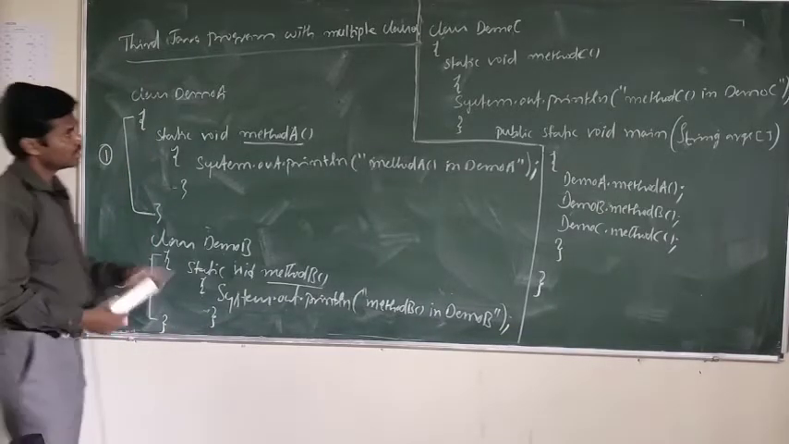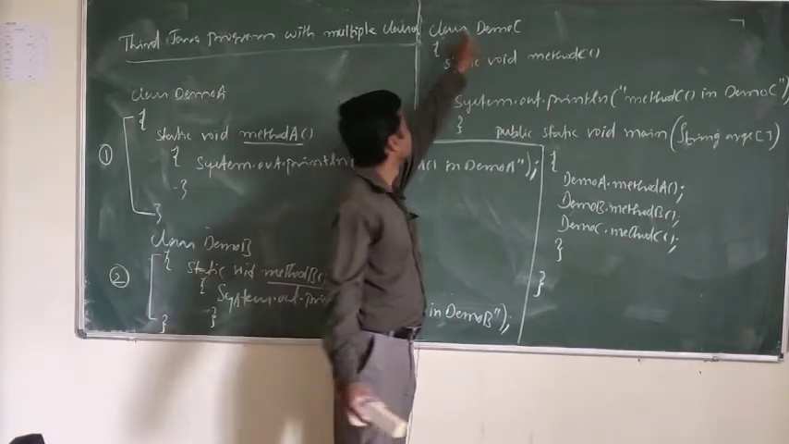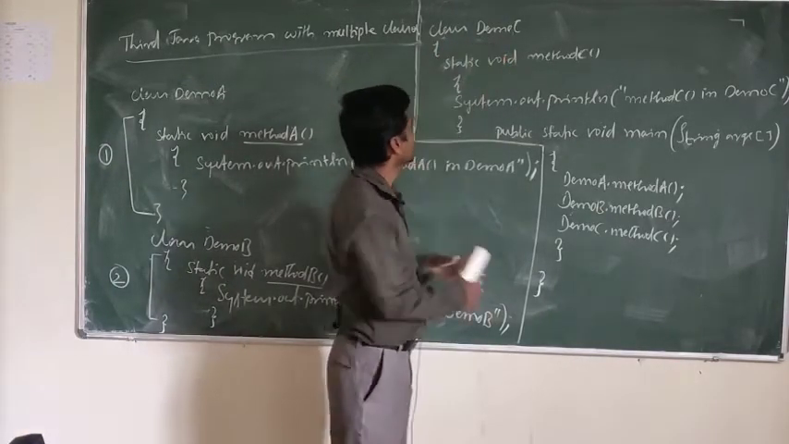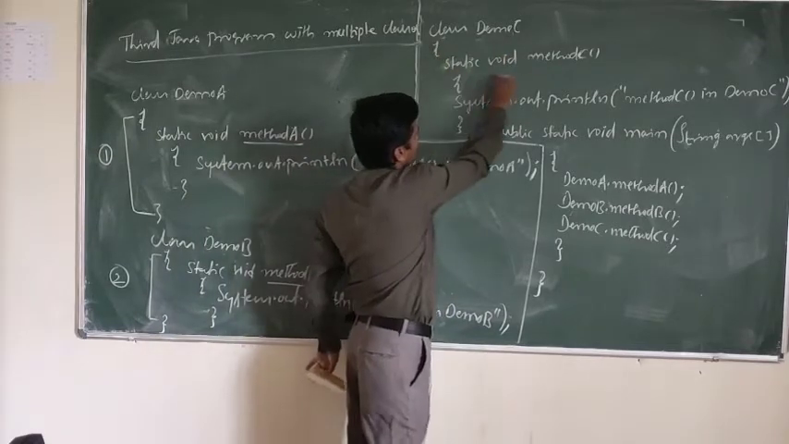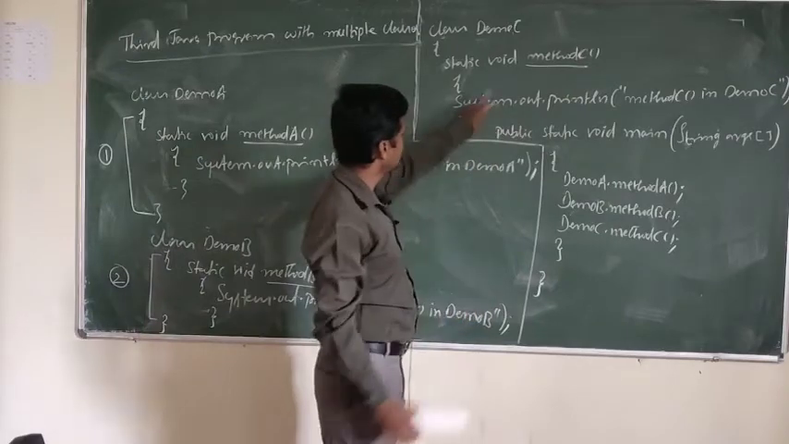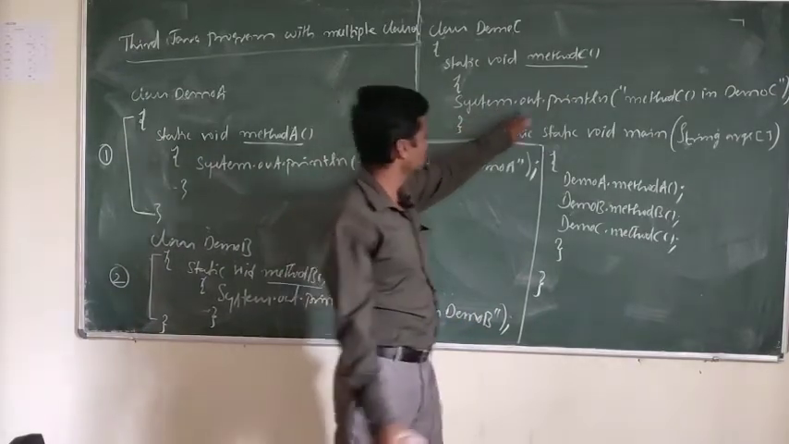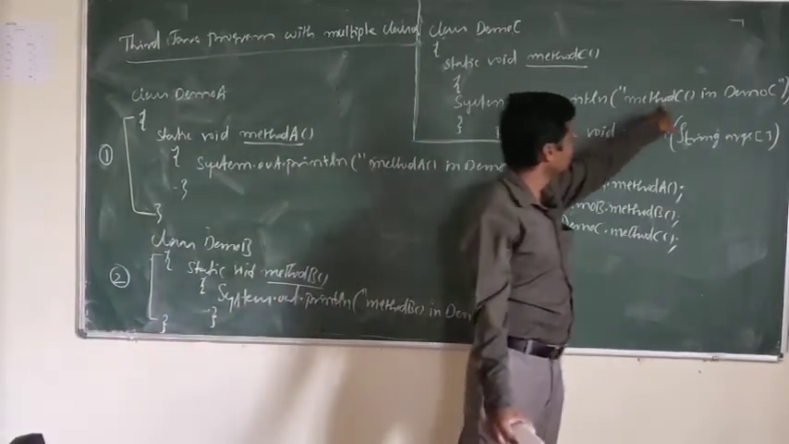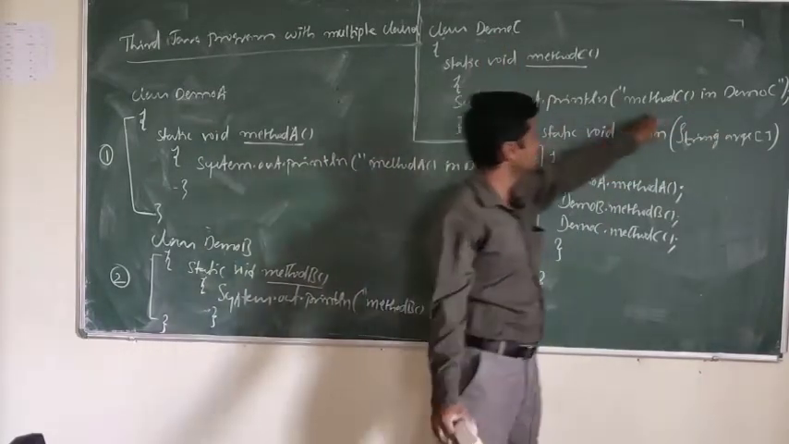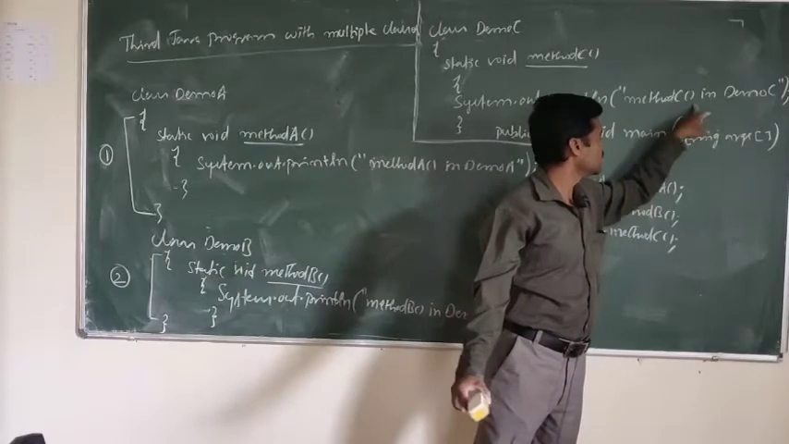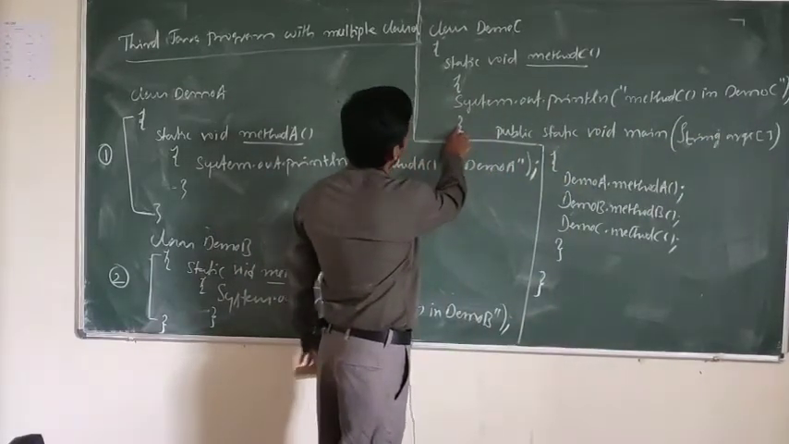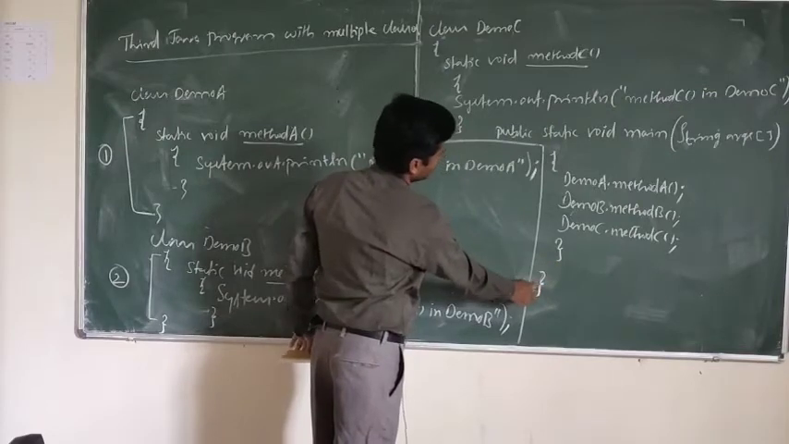Now come to another class, what is the name? Demo C. Now another class demo C, the class starts, and this class also contains one method called method C. This method also contains one statement, system.out.println method C in demo C. This method belongs to this class, that is the indication I gave here, method C in demo C. Then end of the method, then end of the class.